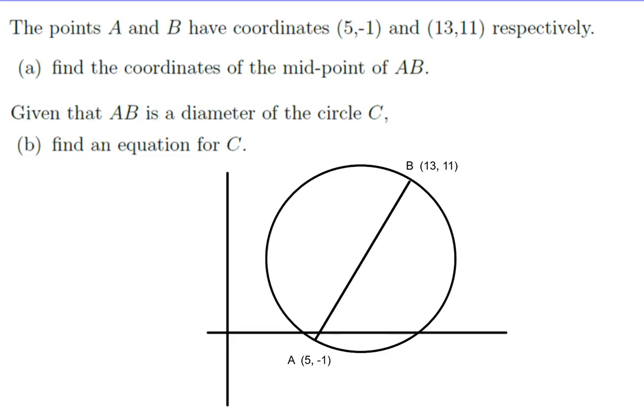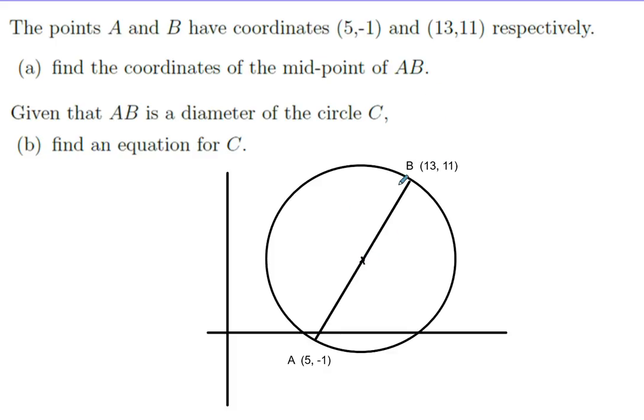The points A and B have coordinates 5, -1 and 13, 11, and they lie on the circumference of the circle. So that's really a diameter. So you can tell that halfway would be the center. Find the coordinates of the midpoint of AB. So we're trying to find our center.